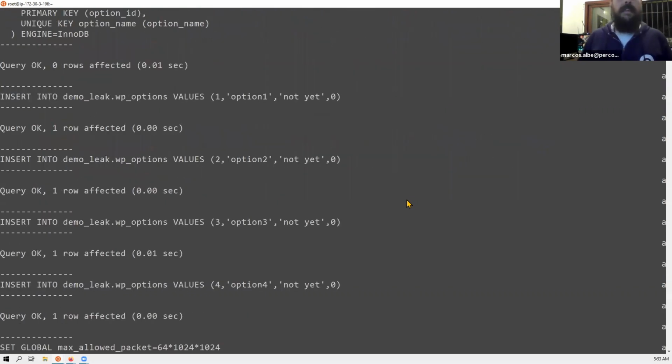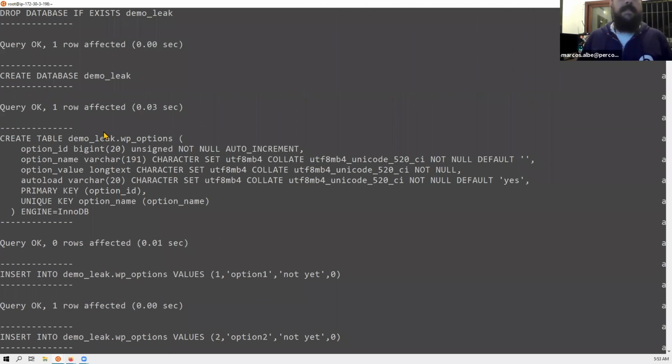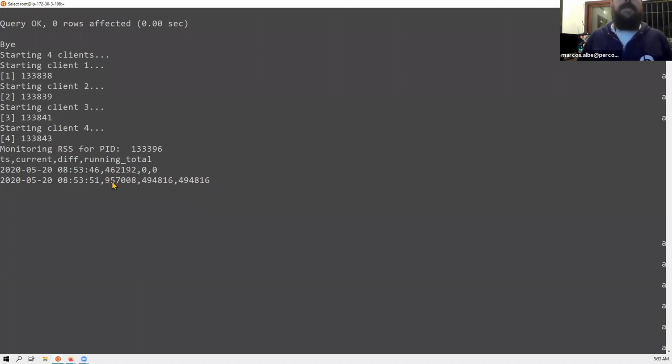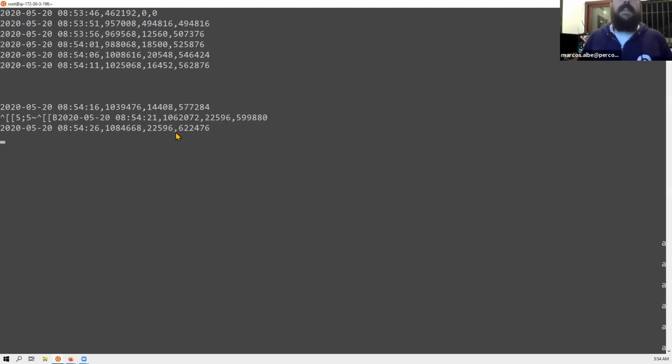Okay. So basically what this does is it creates a very simple database, and it then inserts some very large rows. And you can see it immediately started growing the RSS. And if we, and there you go, you can see it continues leaking memory. So I'm gonna stop this monitor now that you saw that it's continuously leaking memory.